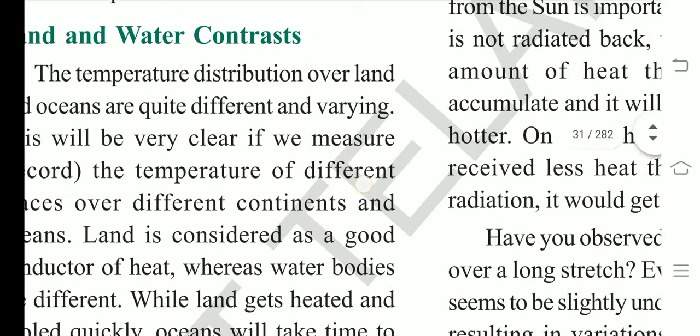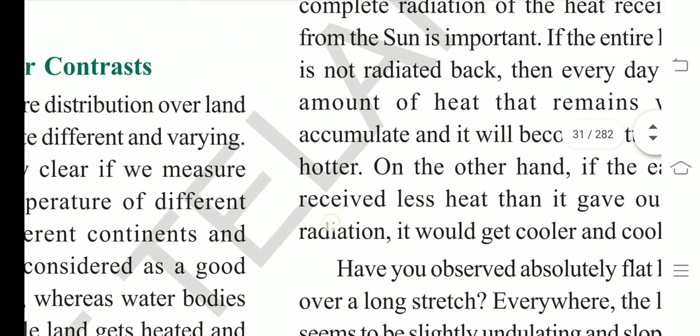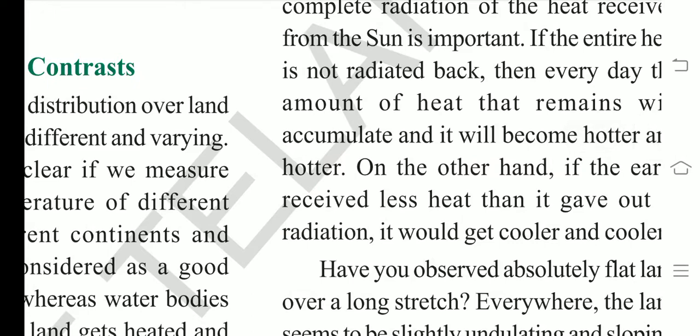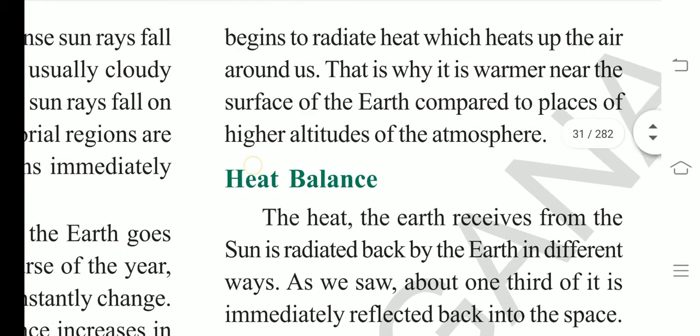That is the reason we find that temperature decreases moving from lower layers of the atmosphere to upper layers of the atmosphere. So it is warmer near Earth's surface, and moving to higher altitude, there is a gradual decrease in the temperature recorded.